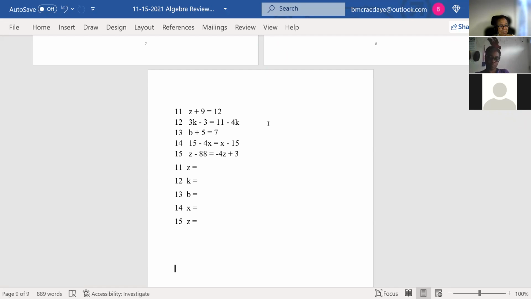Go to 13. 13 is simple. Yeah, 13. Only one number, add the 5 and give 7, right? So let me see, 4, 5, 15.